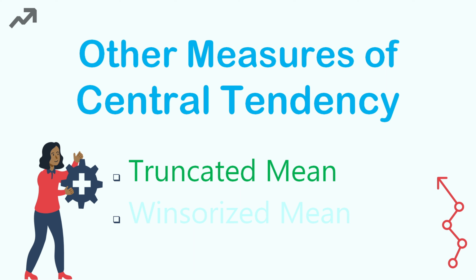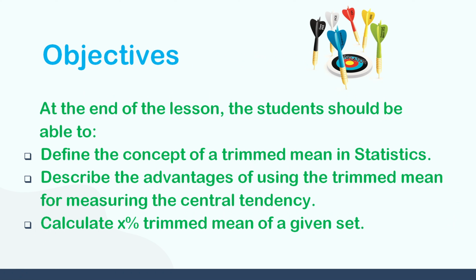Hi. When we talk about other measures of central tendency, it's about the truncated mean and winsorized mean. For this video, we're going to talk about truncated mean. So we're going to define the concept of a trimmed mean in statistics, describe the advantages of using the trimmed mean for measuring the central tendency, and calculate the X% trimmed mean of a given set.